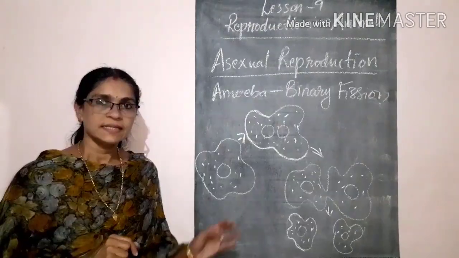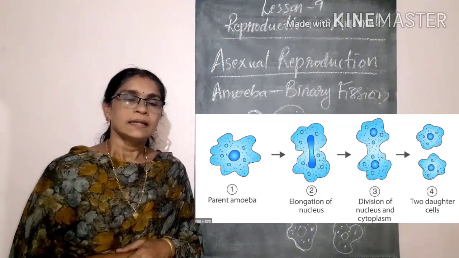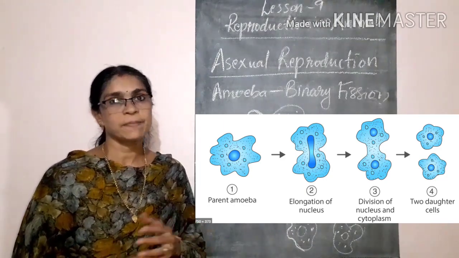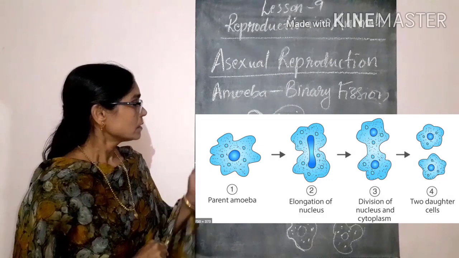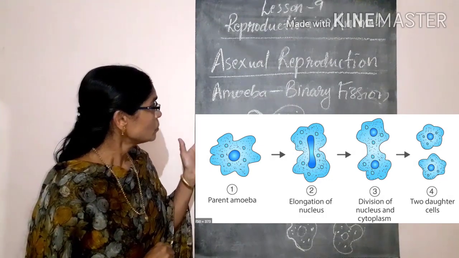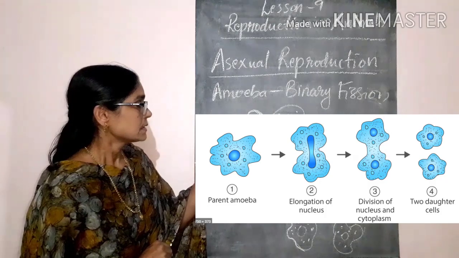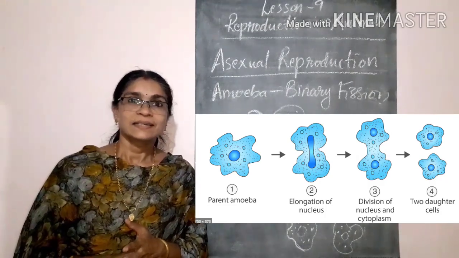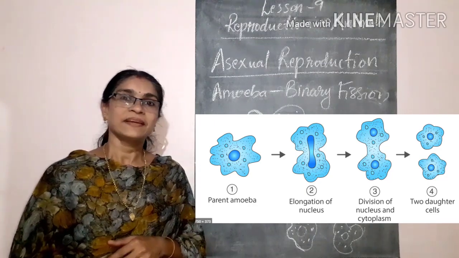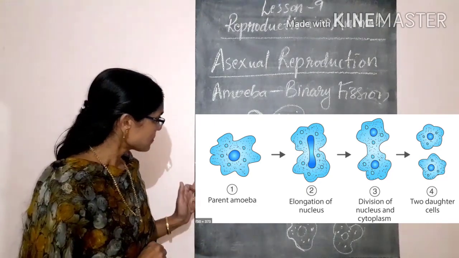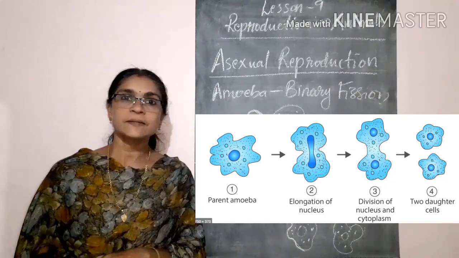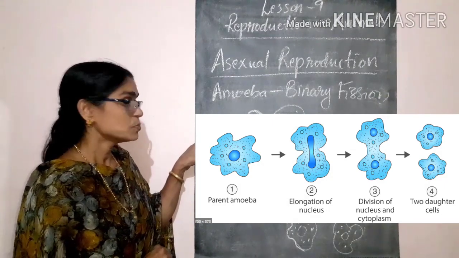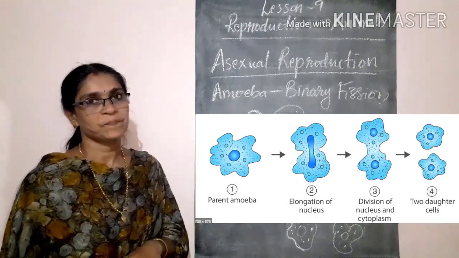Okay, dears, next let us find out the reproduction in Amoeba. You already know the structure of Amoeba. It has an irregular shape and also it has projections, and these projections are called pseudopodia, which are helpful for them to move and also to capture food.